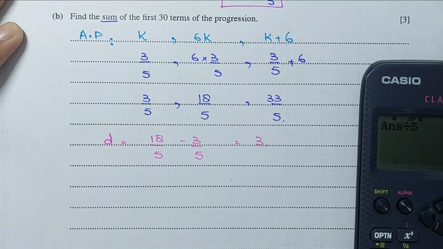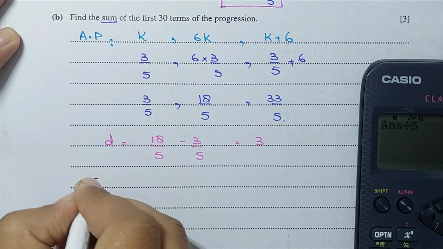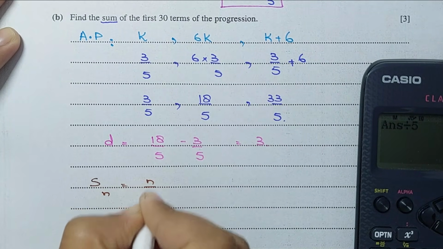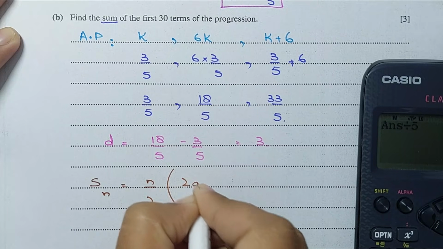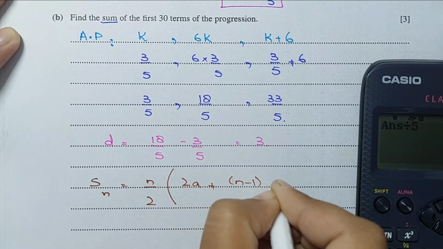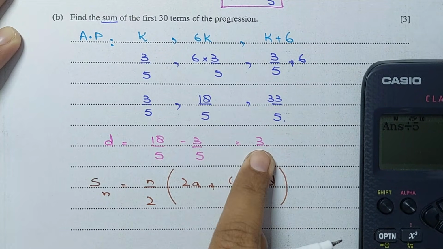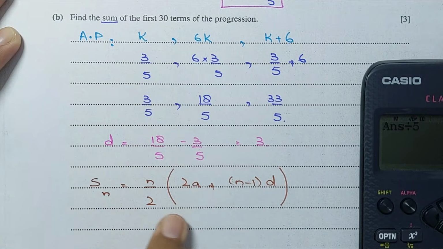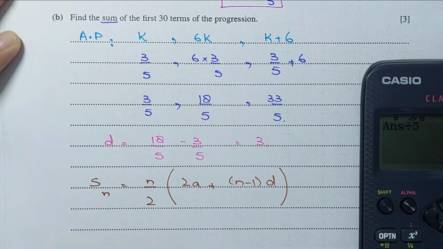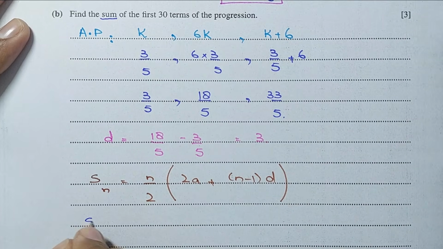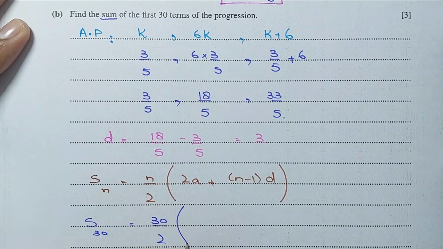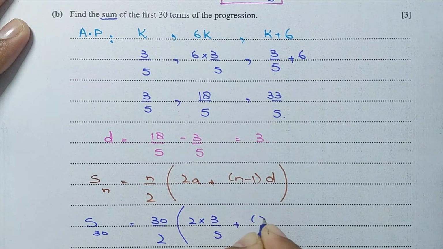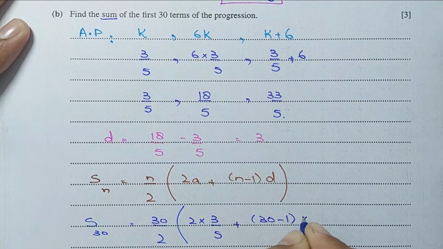Okay. Now Sn is n over 2 times 2a plus n minus 1 times d. So d is 3, n is 30, and a is 3 by 5. The first term is the a. So plug everything in. S30, n value is 30 divided by 2 times 2 times the a value 3 over 5 plus n value is 30 minus 1 and the d value is 3.